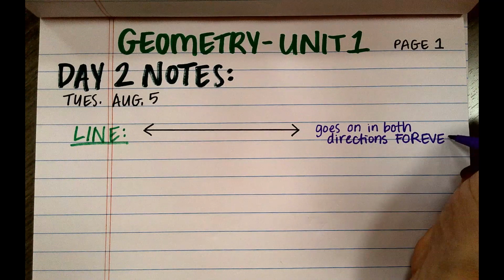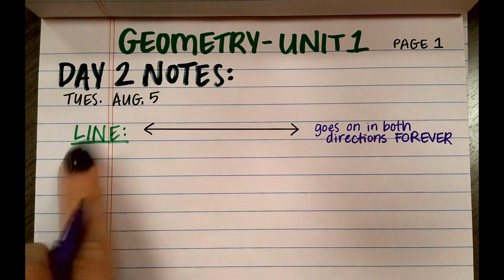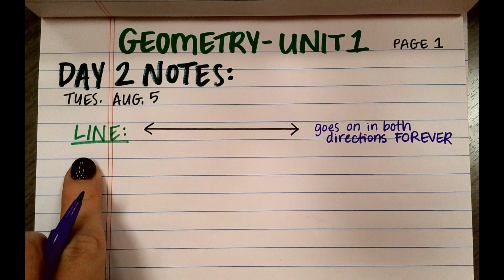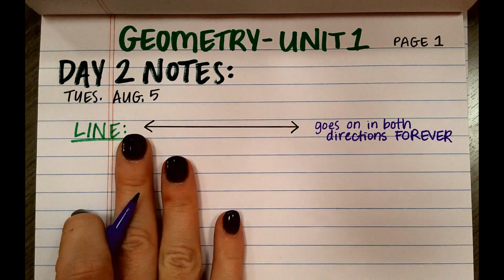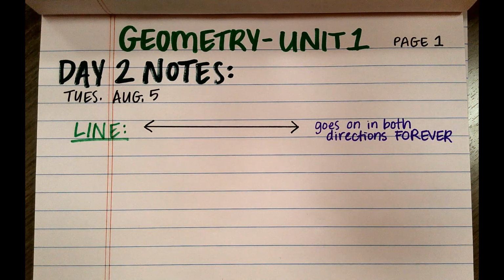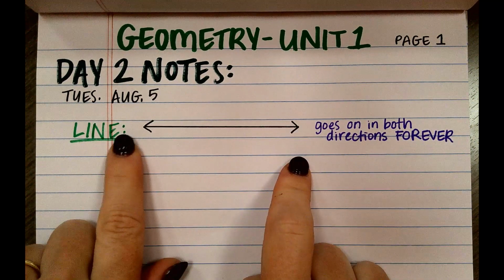Yes, always. If it does not have arrows, it is not a line. It's a line segment. So if this is a line, can any of you kind of guess what a line segment would be considered? Yeah, they've got endpoints. A line segment is a piece of a line. So when we say draw a line, you gotta have the arrows.